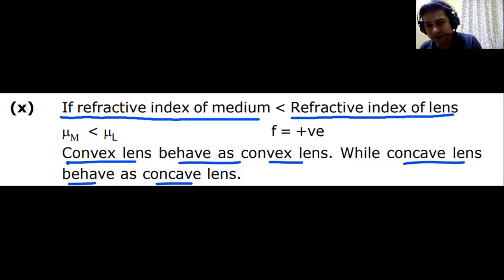If the medium has a refractive index less than the refractive index of the lens, it will always behave in the same way. Convex remains convex, concave remains concave. Do we understand this? Yes, sir. I'll give you a minute to note it down.